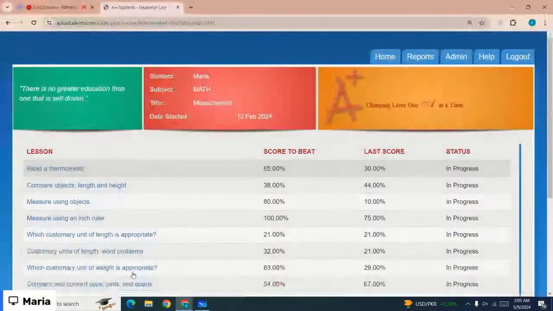Okay, here I'm on grade 1 math. The chapter we are on right now is measurement. Let's just start with the first lesson, that is read a thermometer.